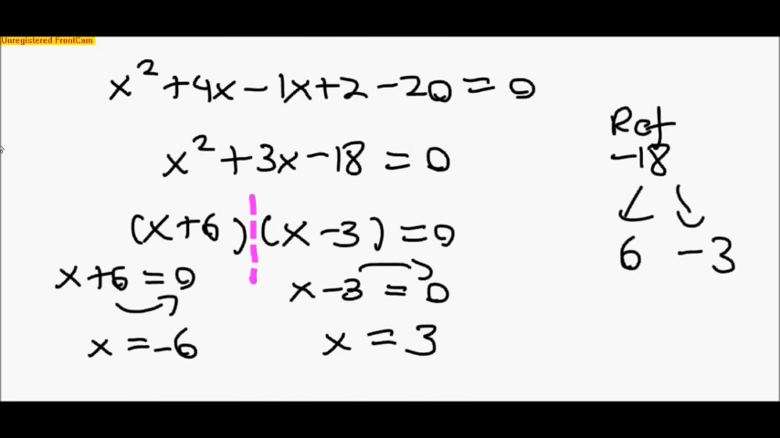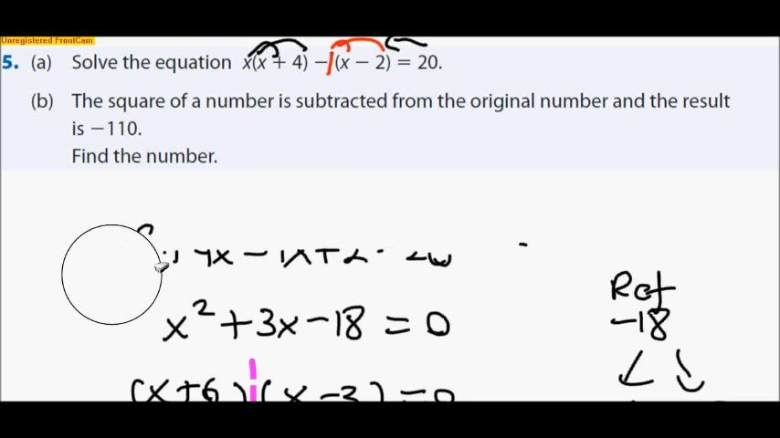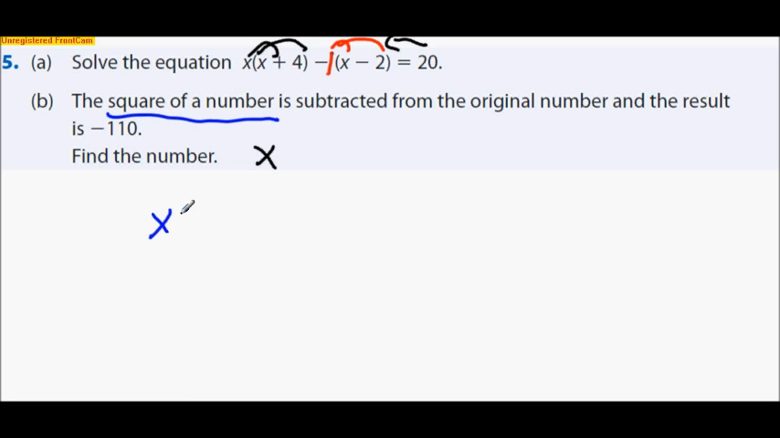Now, the square of a number is subtracted from the original number, and the result is minus 110. Find the number. Okay, the number is x. The square of the number means x squared. It's subtracted from the original number, so you took this away from the original number, which is x. The answer is minus 110.